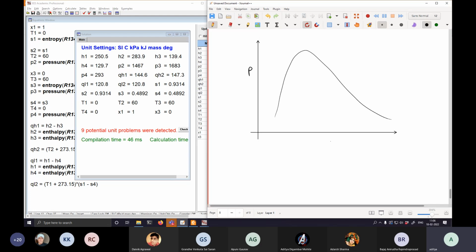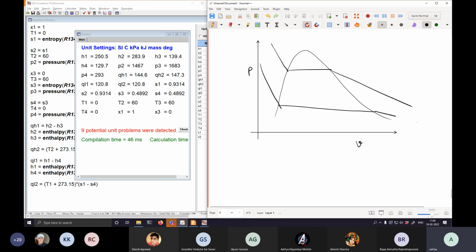I'm just showing you how the process will look in the PV diagram. So in the PV diagram, the isotherm is like this. This is the 60 degrees Celsius isotherm. This is the 0 degrees Celsius isotherm. And on this is state point 1. Compression occurs and you go to state point 2, because compression is occurring, the specific volume reduces. So this is 1, this is 2, this is 3, and 4 is something like this.